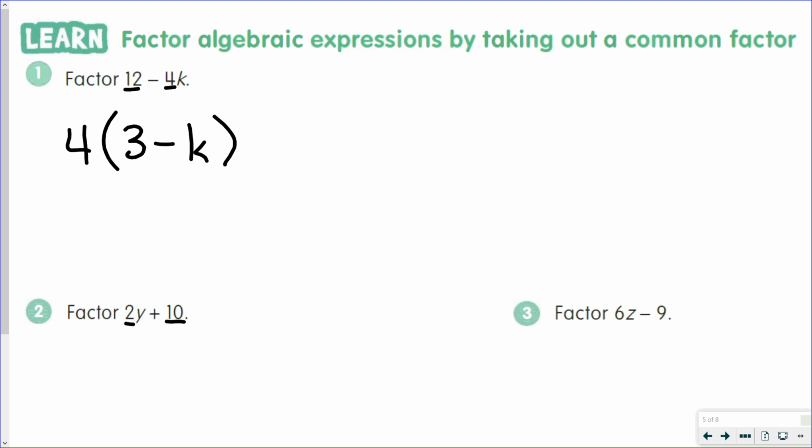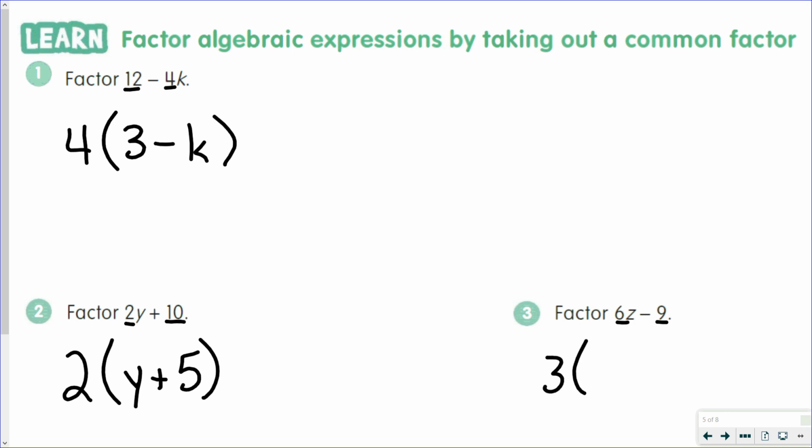2 and 10, the highest number I can divide those by is 2. 2y divided by 2 is y. We're adding, so I'm going to keep the addition. And 10 divided by 2 is 5. 6 and 9, the highest number I can divide both those by is 3. Well, 6z divided by 3 is 2z, and I'm still going to subtract. 9 divided by 3 is 3.